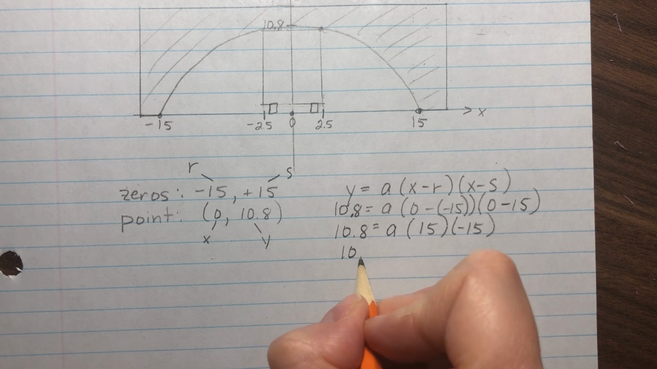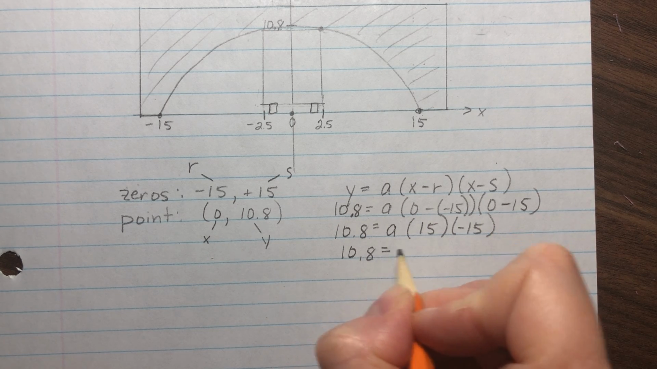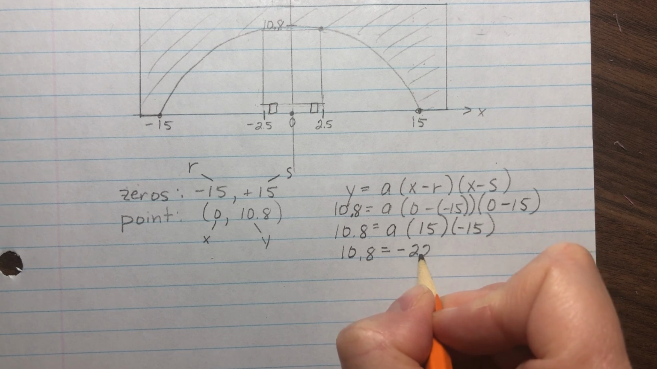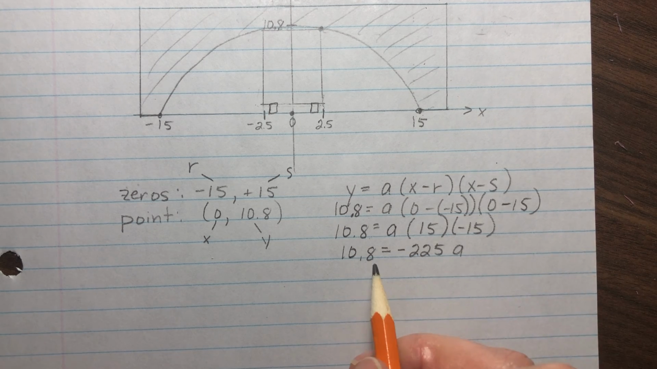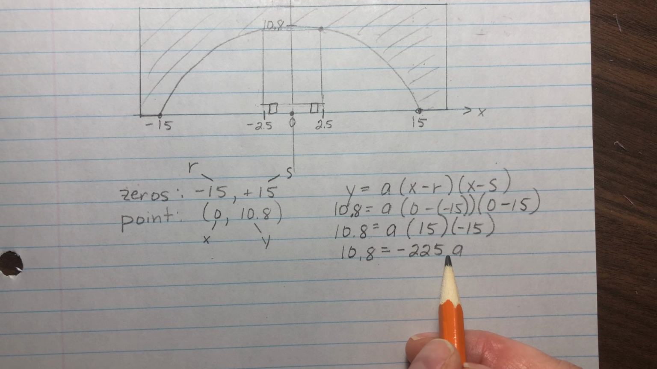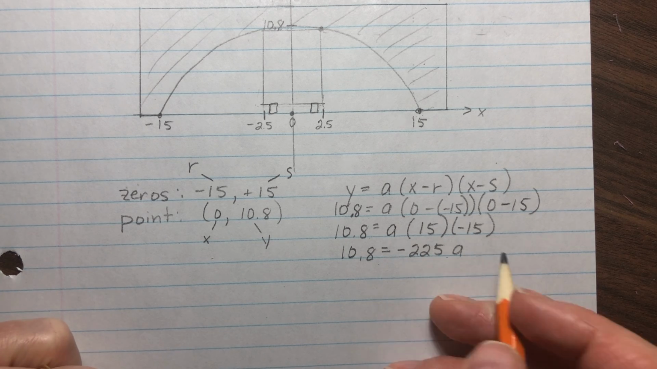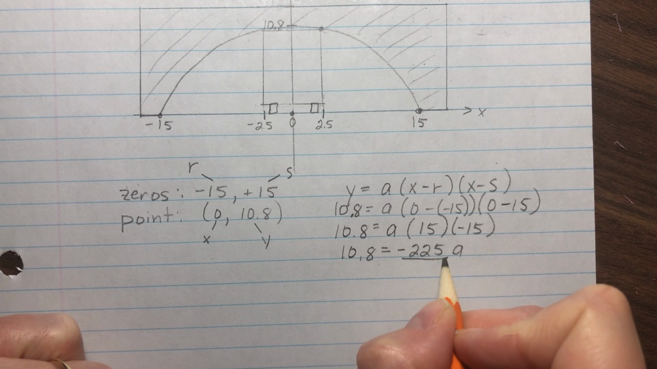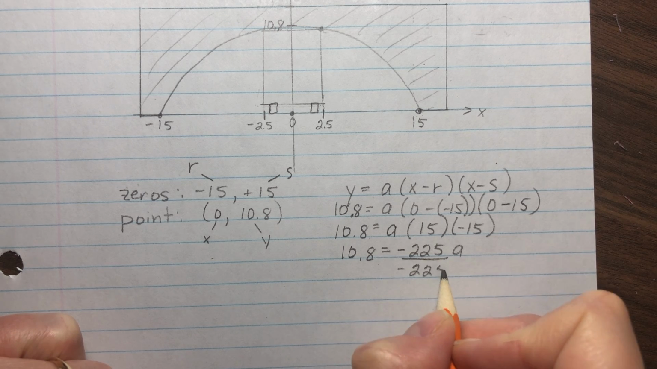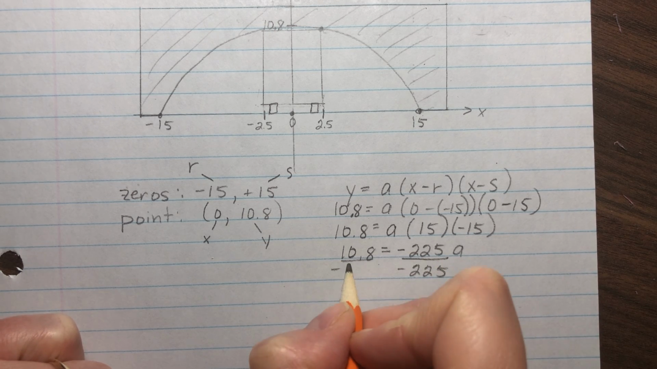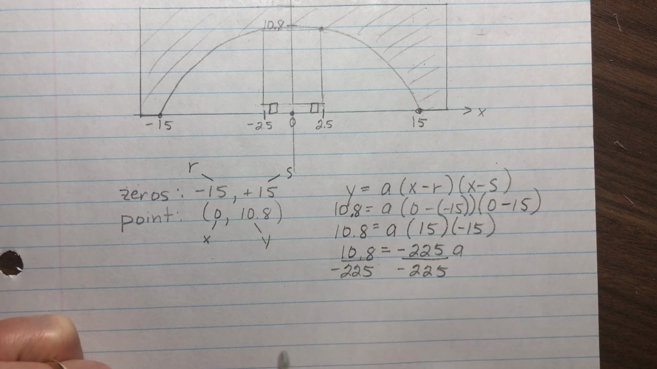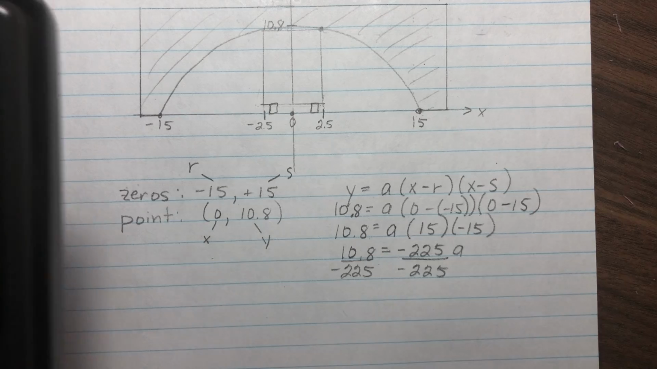And 15 times negative 15 is negative 225. So the next line would read 10.8 is equal to negative 225a. Now we divide both sides by negative 225. So this is going to be a fairly small number. Okay, but this is a real life scenario. You can't expect them to all be nice.